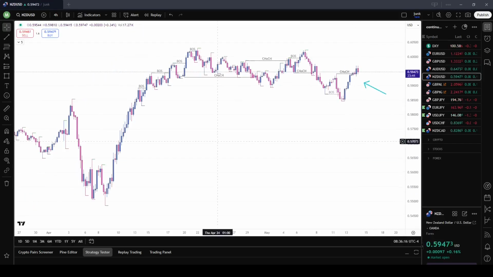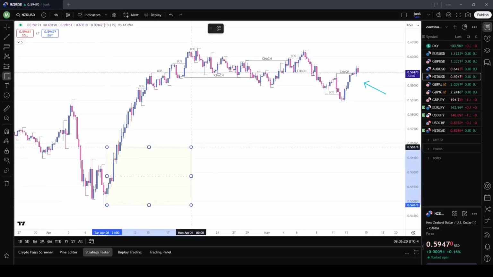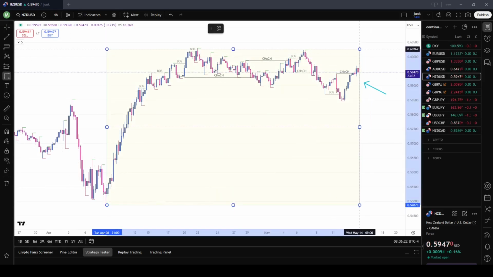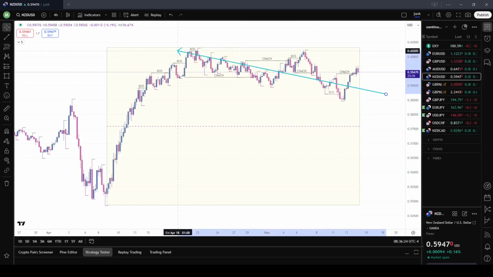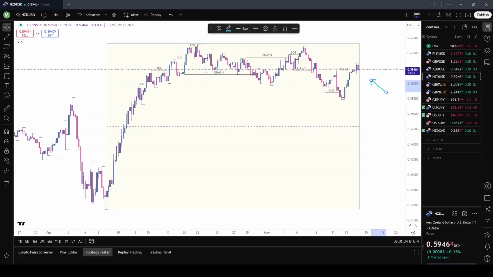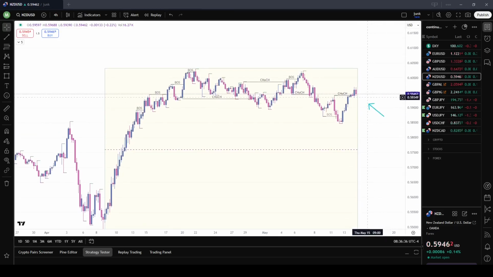NZD USD. Let's go and map out the current range. And this is the overall range, of course. Prices continued to trade sideways, started breaking structure to the downside, swept liquidity, and hit the area of demand, and it's also as strong as Euro USD. AUD USD, as it looks, this could be the spring of the reaccumulation.